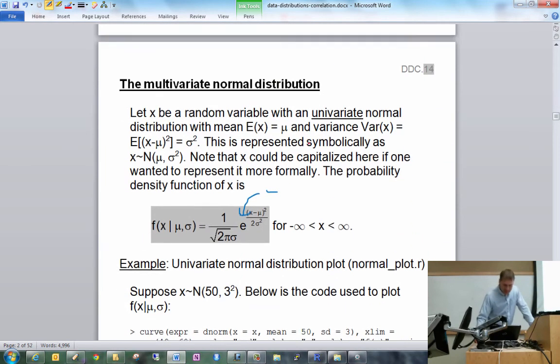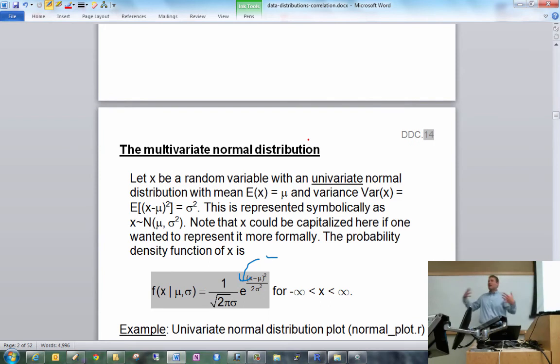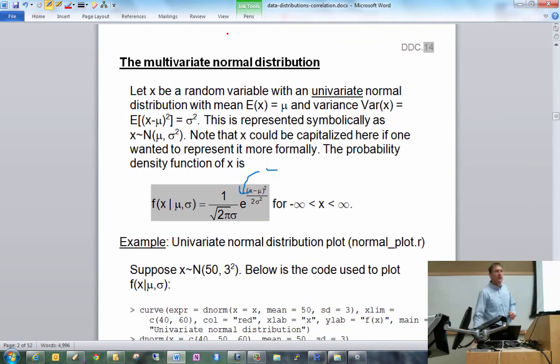Okay, so that's our data format. Let's now move on to something called the multivariate normal distribution. All of you know about the univariate normal distribution, seen in your very first stat course, the old bell curve, the normal distribution. I'm going to call it the univariate normal distribution because you're only dealing with one variable in that particular case.